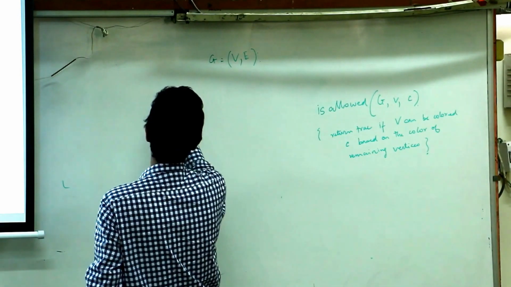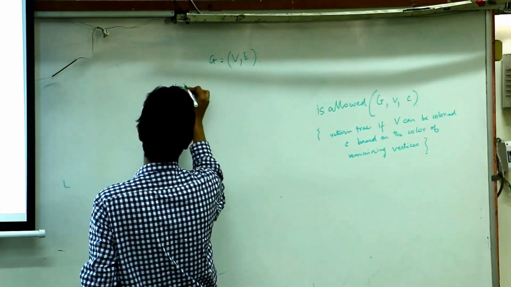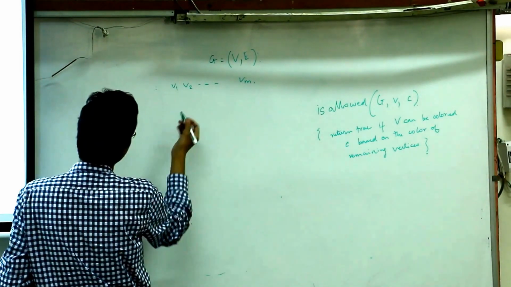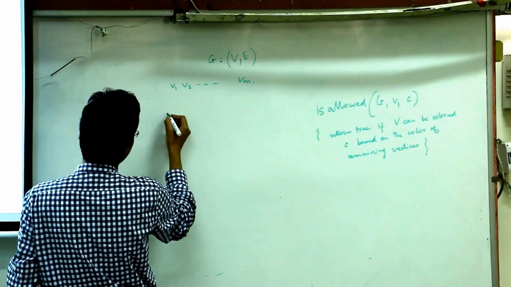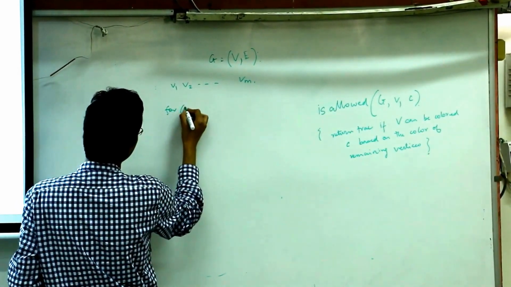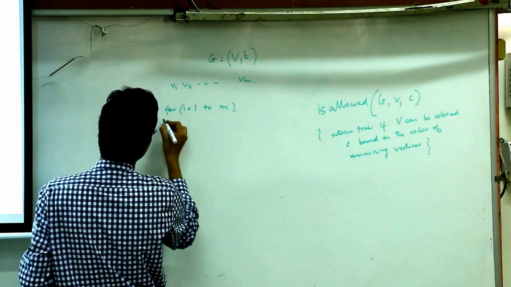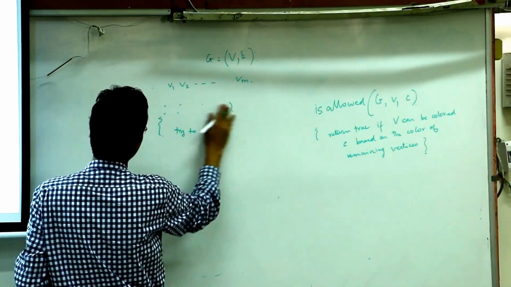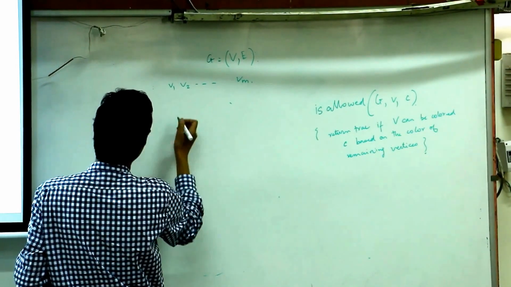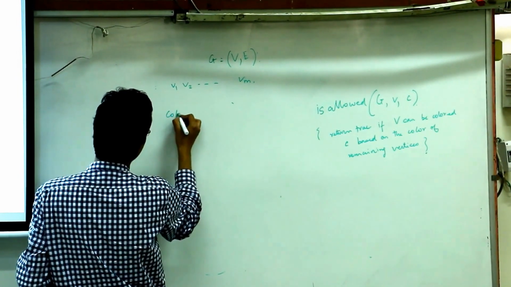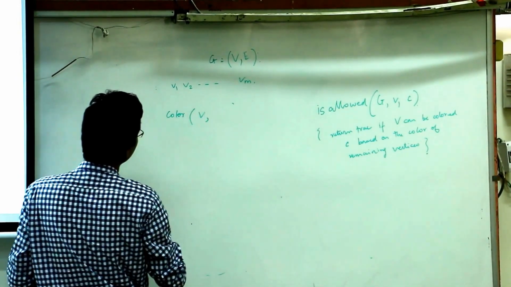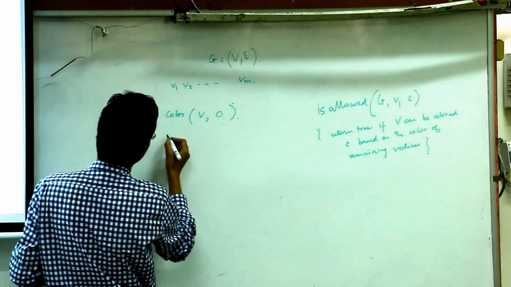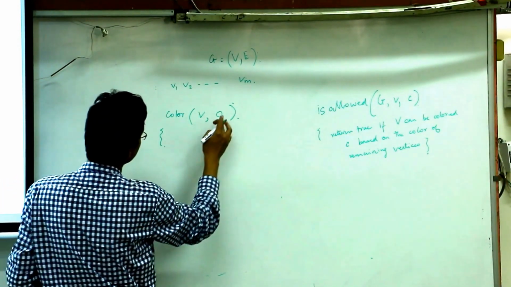Now what we do is we will order the vertices in some order, maybe V1, V2, V3, up to Vn. This is the order, and for every step we will pick one vertex and try to color it. So that's the algorithm. For i equal to 1 to n, we will try to color. It will be some kind of recursion. Color Vi.